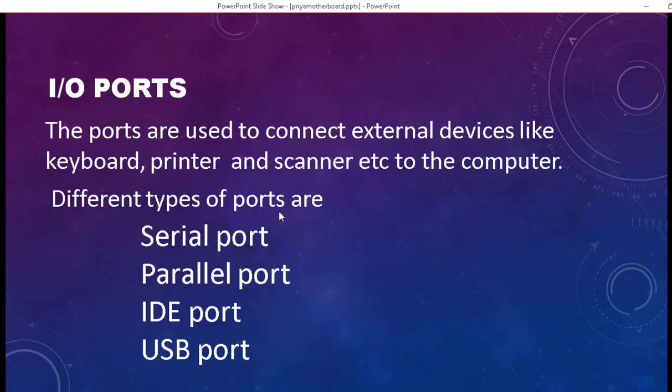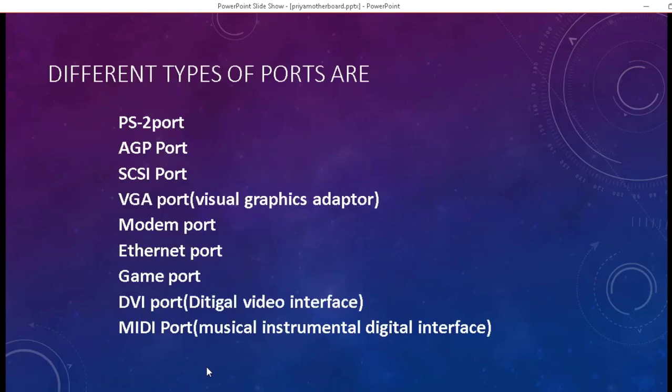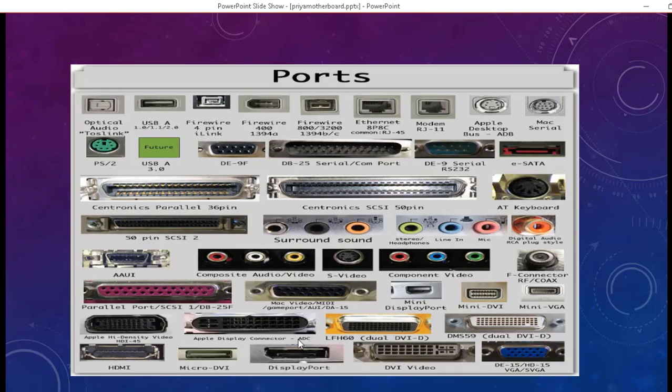There are different types of ports: serial port, parallel port, IDE port, USB port. Apart from these ports, there are PS2 port, AGP port, SCSI port, VGA port, that is visual graphics adapter, modem port, Ethernet port, game port, DVI, that is digital video interface port, MIDI port, that is musical instrument digital interface. So these are the ports you might have seen on the back of the computer. These are the different ports where the external devices are connected to the CPU.